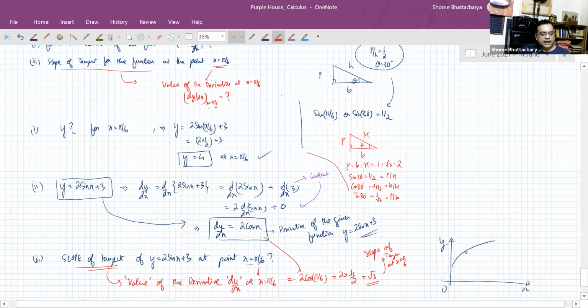Now for this graph, if I draw the point pi by 6 and make a tangent at that point, this tangent at x equal to pi by 6 will have a slope equal to root 3. That is the meaning of this term.